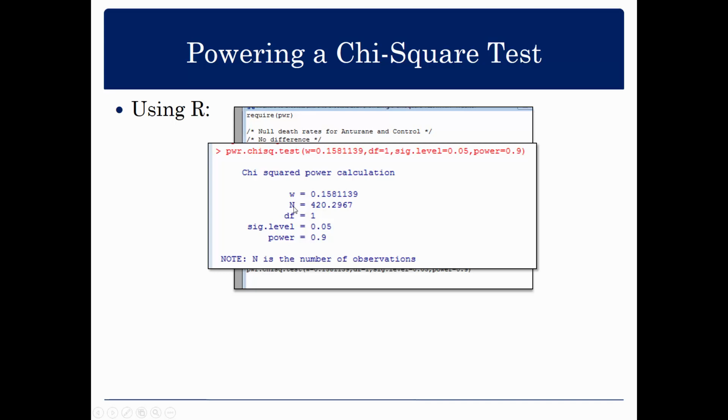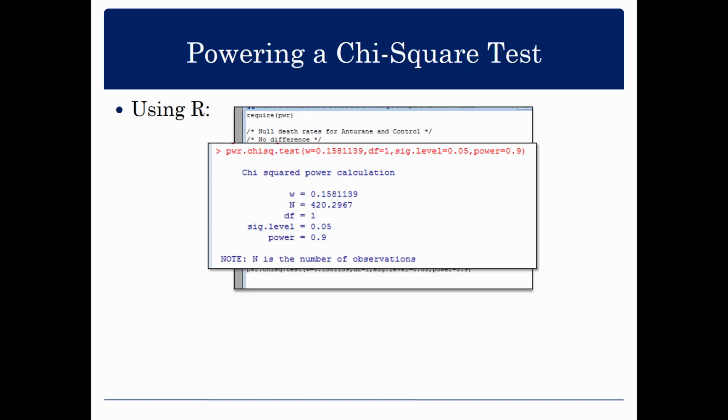So the number of subjects required for this study is 420.2, and we always round that up. So 421. Notice this is based on a mathematical formula, so you will probably need to enroll more than 421 subjects, especially if you're going to try to achieve balance between your groups. And then we often try to account for attrition, or loss to follow-up, that kind of thing.